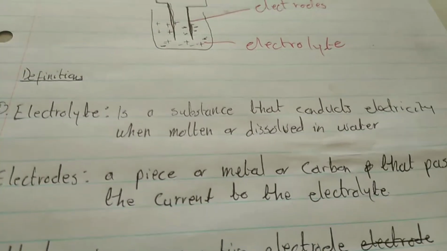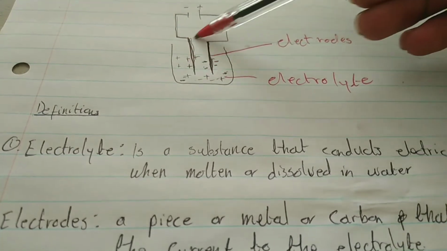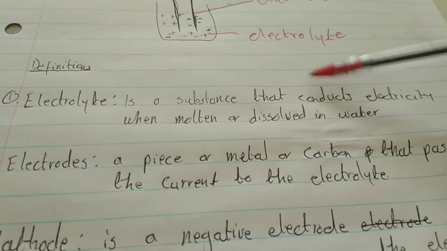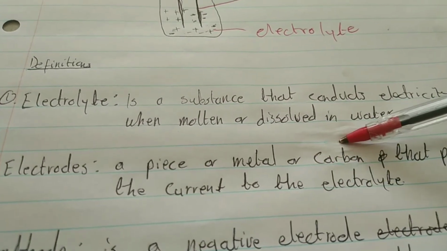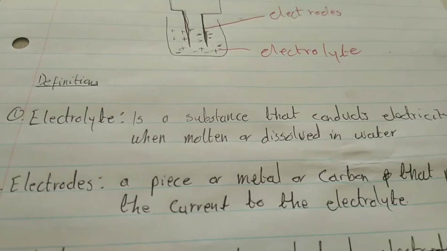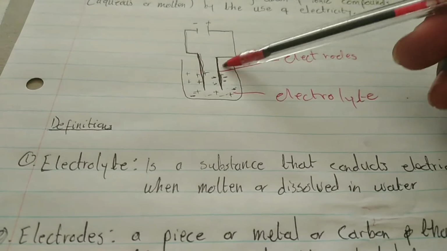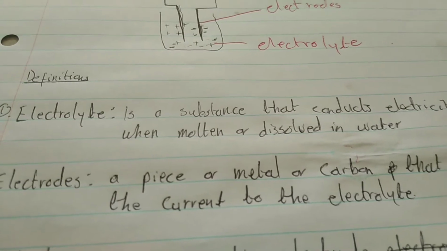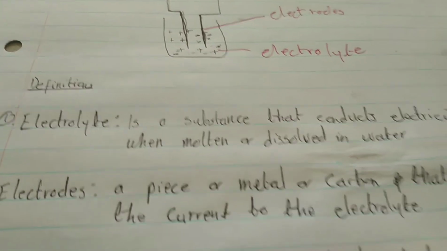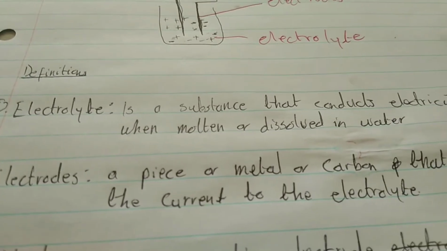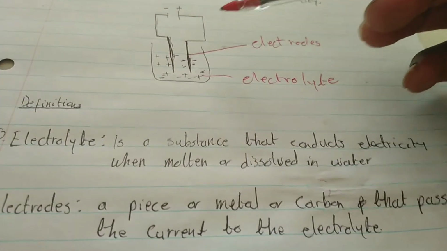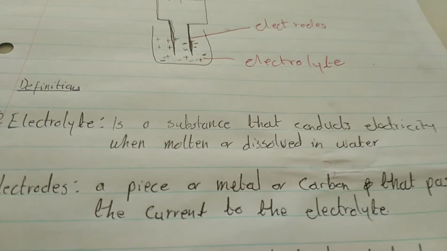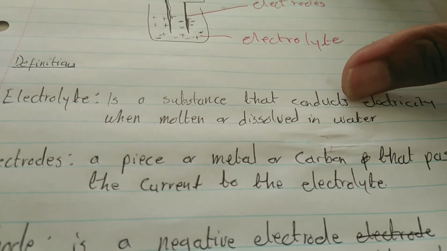In other words, your electrode should be a substance that is able to conduct electricity. When we say carbon, we know that we have different forms of carbon, which we call the allotropes of carbon. The carbon that is normally used in electrolysis is graphite, because graphite is the only form of carbon that conducts electricity. So we use either a piece of metal or graphite as our electrodes, because they are able to conduct electricity and pass the current to the electrolyte.